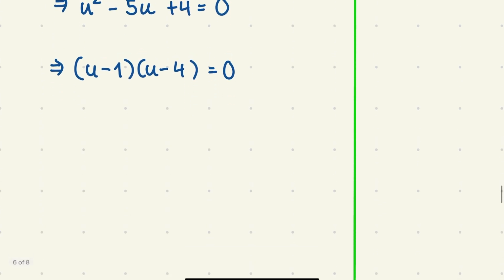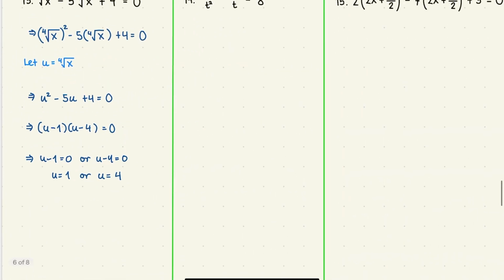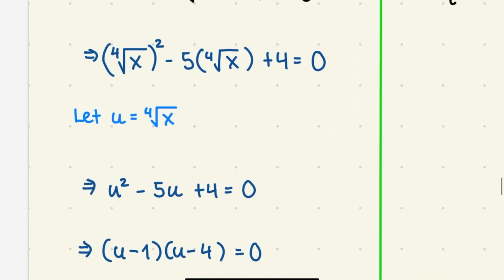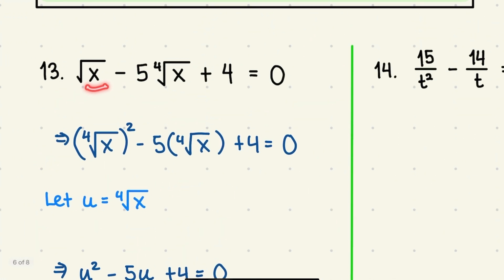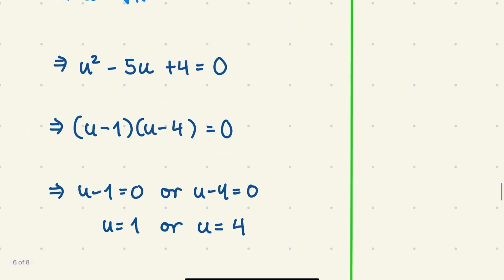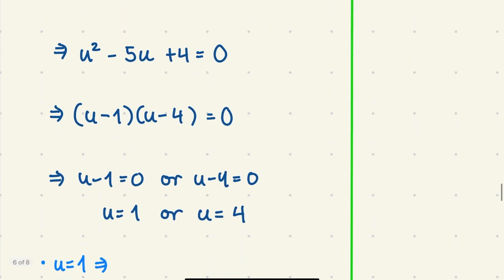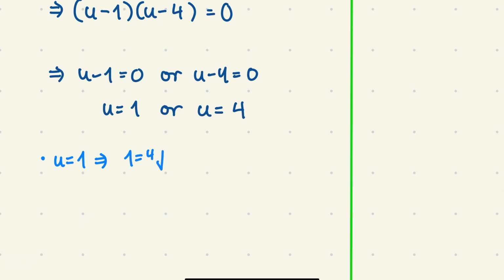And then from here, this just means that either u minus 1 equal to 0 or u minus 4 is equal to 0. These two are easy to simplify, so this is just u equals 1 or u equals 4. And then from here, are we done? Not yet, because our goal is a value of x, not a value of u. But fortunately, we have a relation that connects u and x out here. So if u is equal to 1, then 1 is equal to the fourth root of x. Raise both sides to 4, and that will give you x equal to 1.